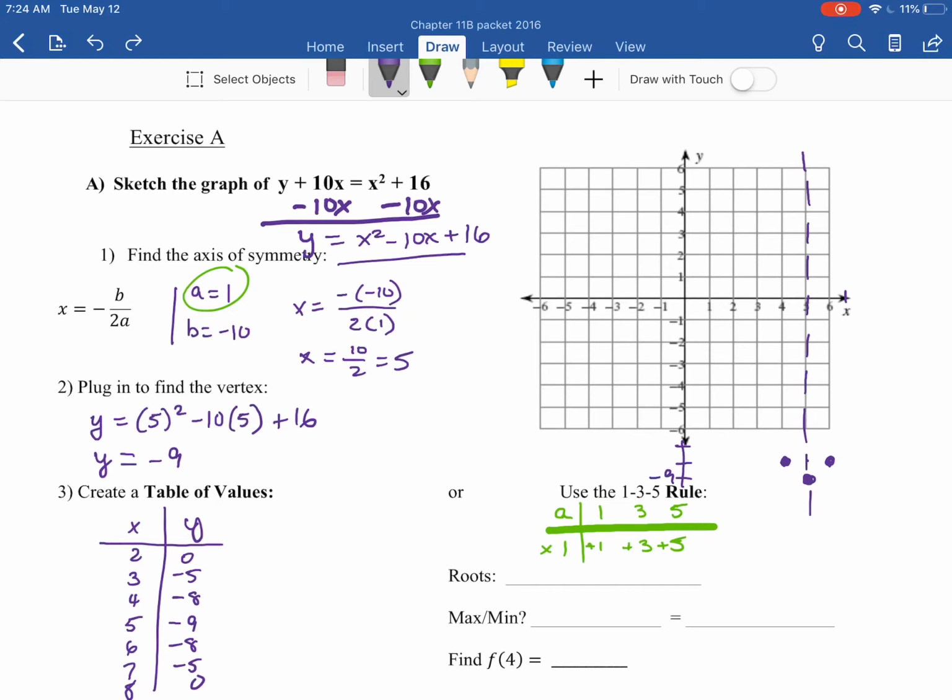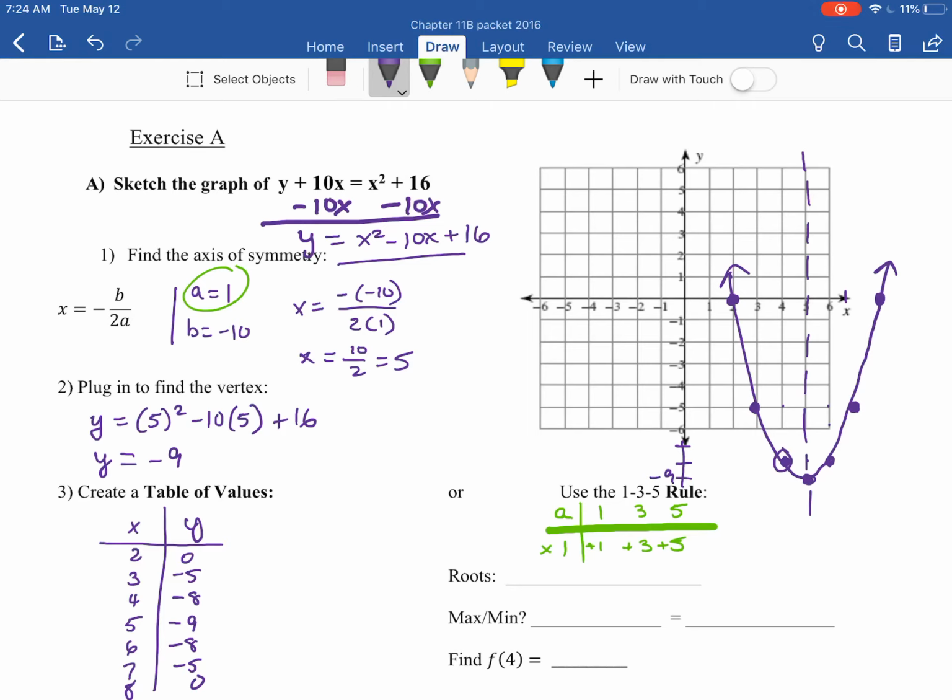Then from that point, I'm going to go up 3 over 1, moving in an outward direction. So 3 from here, 1, 2, 3, out 1. So that's going to be my 7, negative 5. And then from this point, up 3, out 1. That's going to be my 3, negative 5. See, I'm getting the same points. And then from this point, up 5 over 1, again moving in an outward direction. Up 5 over 1 brings me to 2, 0. Up 5 over 1 here brings me to 8, 0. And that's the 1, 3, 5 method.